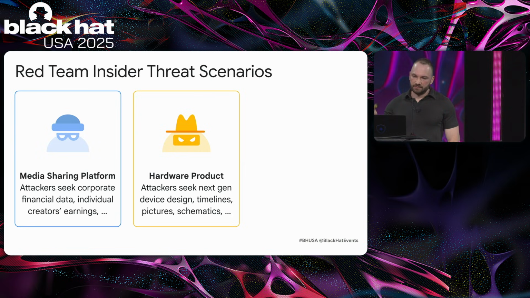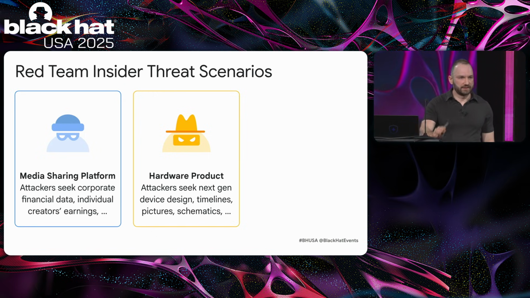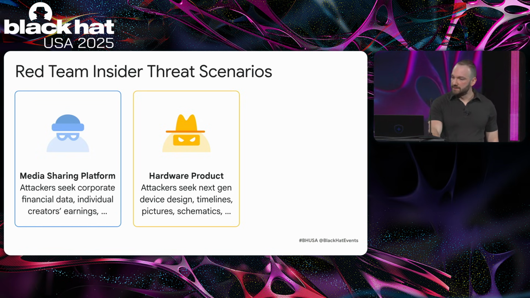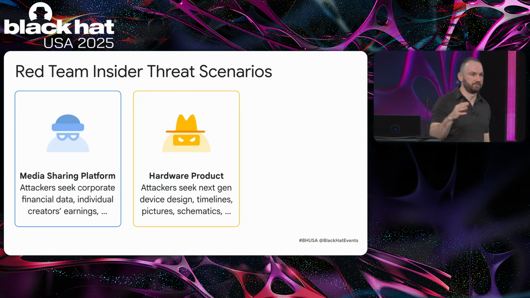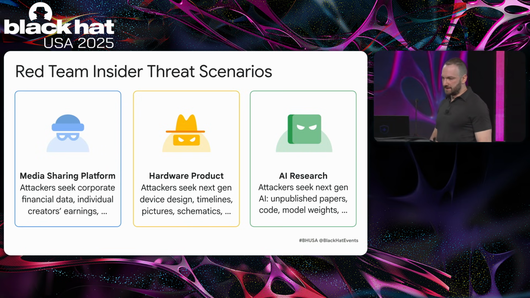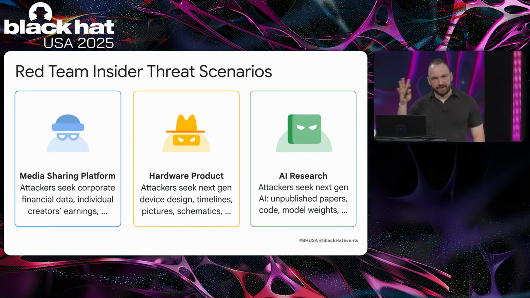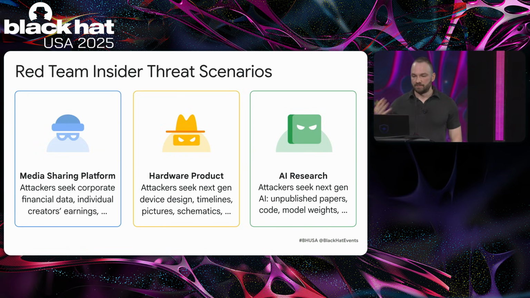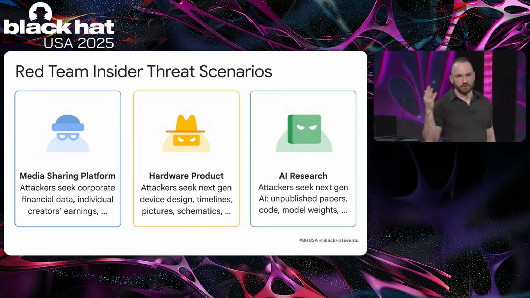So another red team scenario is what we call the hardware product scenario. In this case, the attackers seek information about the company's next generation of devices, let's say, so the next Pixel phone. So that involves obtaining planning documents, design documents, timeline, pictures, schematics, etc. And the third scenario is an attacker going after the AI work that's being done at Google. So basically, the attackers are seeking information on the next generation of AI. So that's unpublished papers, model weights, code, etc.